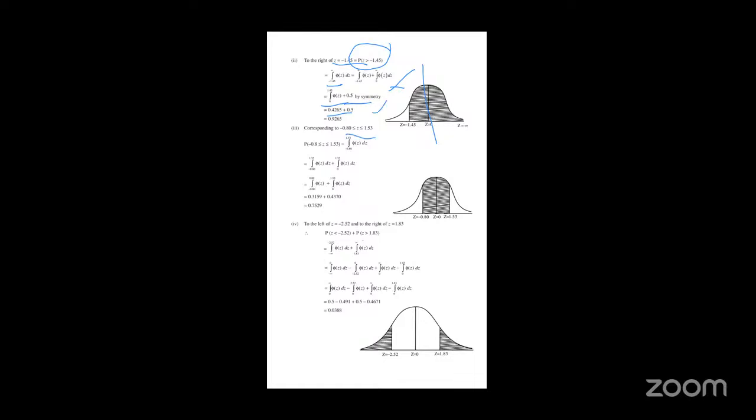Next, corresponding to 0.80 and 1.53, this area we need to calculate. Again we'll take minus 0.80 as the lower boundary and 1.53 as the upper boundary. We will split the integral into two integrals, then substitute. Calculating these values in the calculator, you'll get 0.3159 and 0.4370. If you add both, you'll get 0.7529.